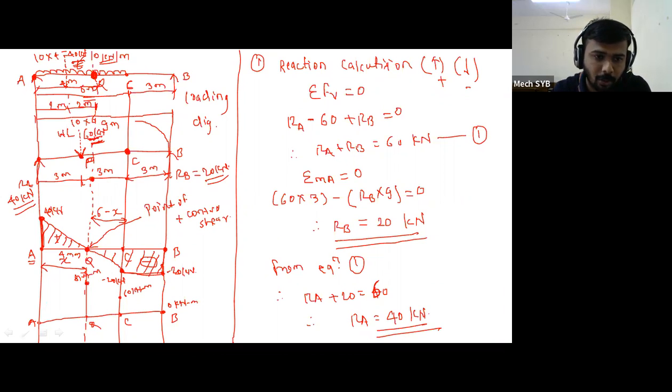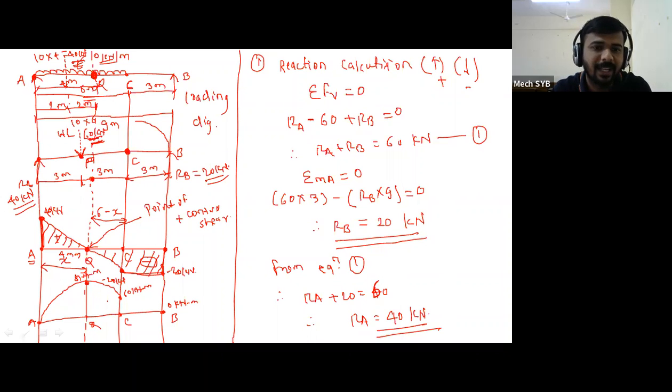बघा मी कर्व कसा ड्रॉ करतोय. From A to C, this is the curve. From A to C म्हणजे AQ पण कर्वच आहे आणि QC पण कर्वच आहे. Then how to draw the C to B? How to draw the C to B?